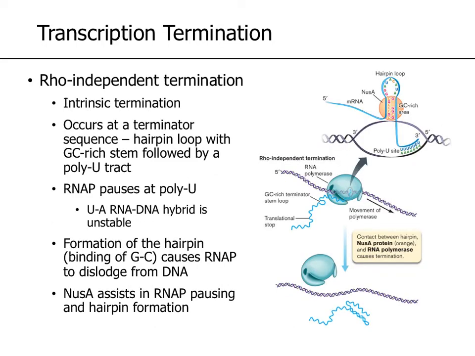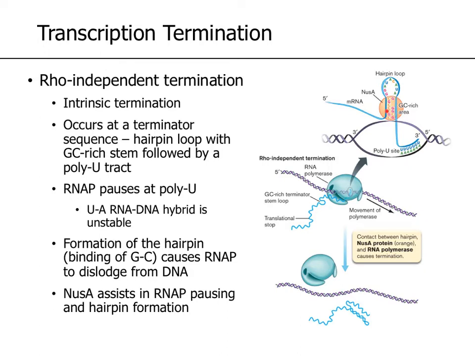All right, the other style of termination is called Rho-independent termination, and another term used is intrinsic termination. This one occurs at a specific RNA structure, called a terminator sequence. You'll sometimes hear them called intrinsic terminators because it goes with intrinsic termination. What it is, is a hairpin loop with a GC-rich stem. A hairpin loop, that's what this structure is here. This is what we call a hairpin loop in RNA structure terminology.